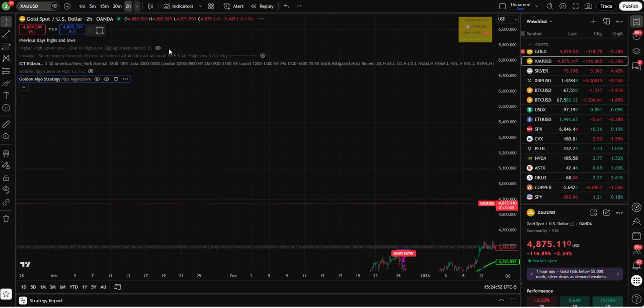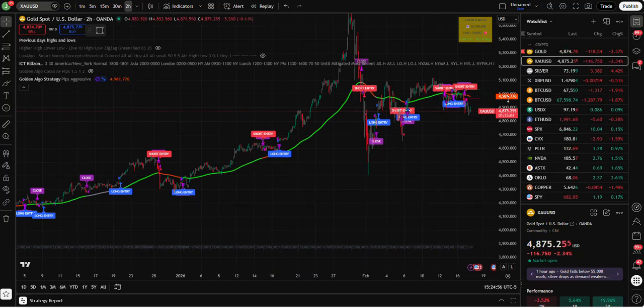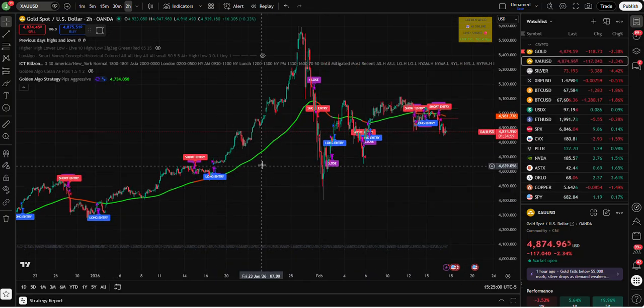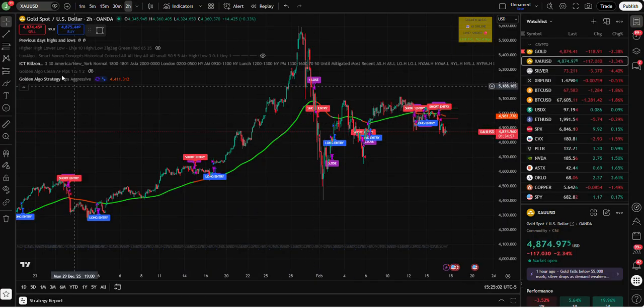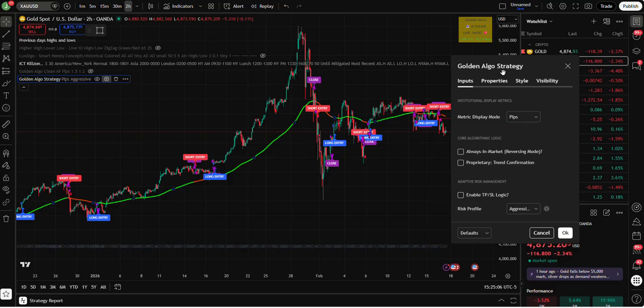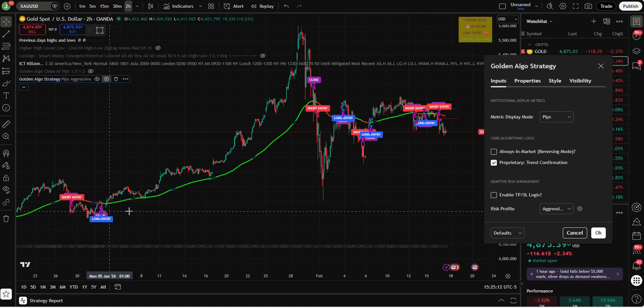Back to the 2 hour. This is trend confirmation. So if you want to be a very safe trader and take less risks, it won't make a trade until it passes this trend line. So if I show you how that works, this works quite well on the lower time frames as well. So if I turn this on, it takes away trades because it hasn't broken.